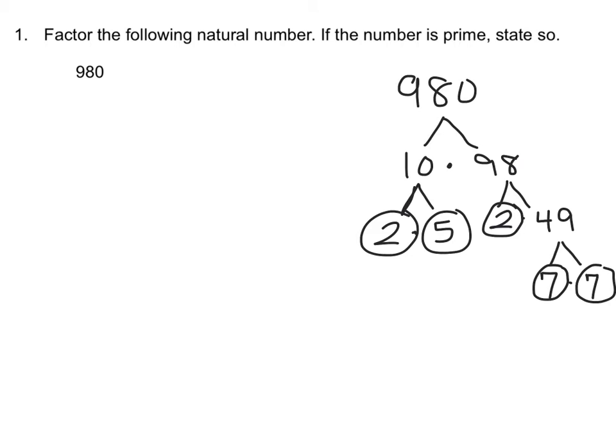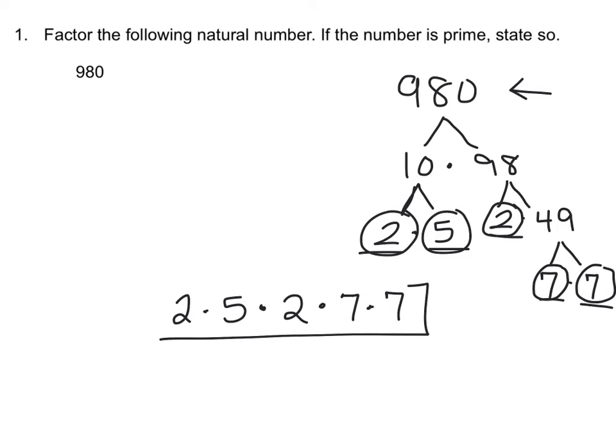Now that I've factored all of my numbers as far as they can go, I now have my set of prime numbers. And the prime numbers are 2 times 5 times 2 times 7 times 7. All I did was I took the numbers that I previously circled. When you multiply these numbers together, you'll get 980. That's how we know we have the correct answer. So this is our prime factorization.